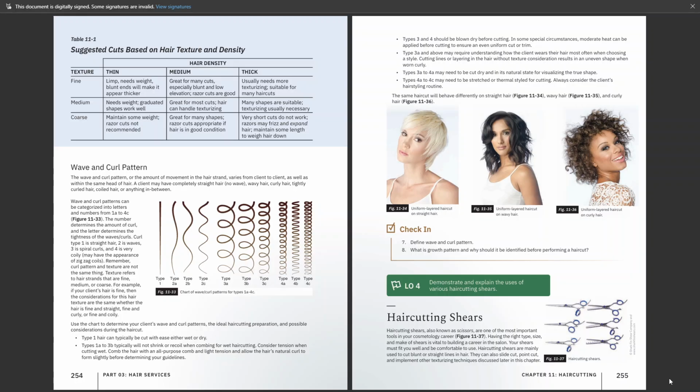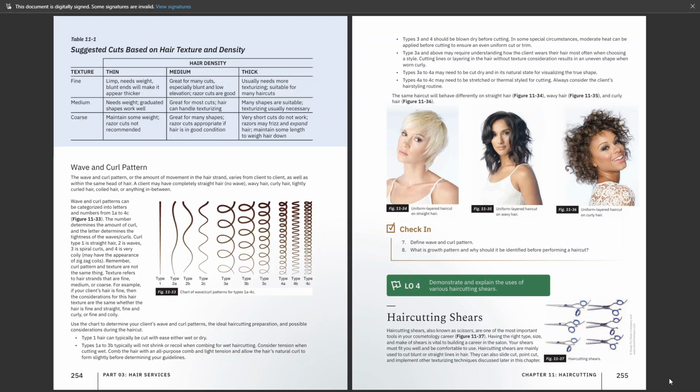Figure 11-33 shows various curls, from straight to very curly hair. The types are numbered with additional letters. The number determines the amount of curl, and the letter determines the tightness of the waves or curls. Curl type 1 is straight hair. 2 is waves. 3 is spiral curls, and 4 is very coily. May have the appearance of zigzag coils.